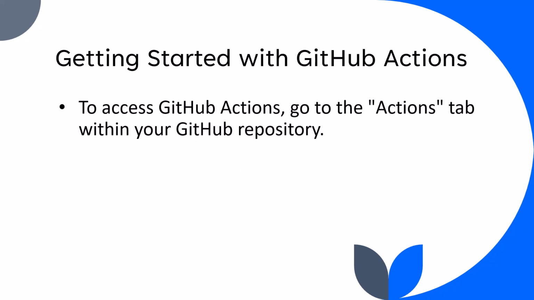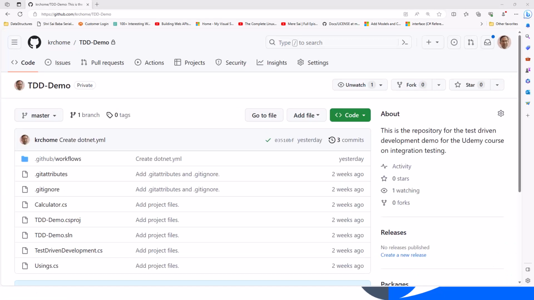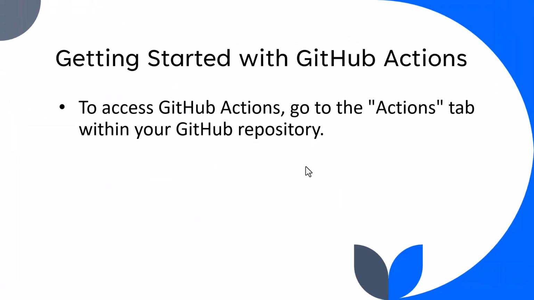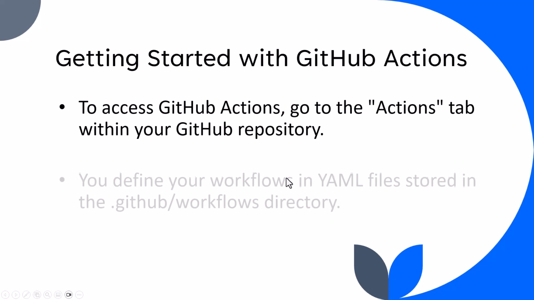Now, to access GitHub Actions, we'll go to the Actions tab within our GitHub repository. Just a quick look at how it looks. So here is my repository on GitHub, the test-driven development demo. If you click on this Actions tab, it will have all the workflows. You can create a new workflow, which we'll do subsequently. But for now, we'll jump over to the next part of the slide.